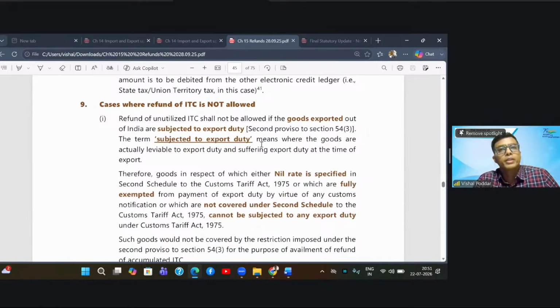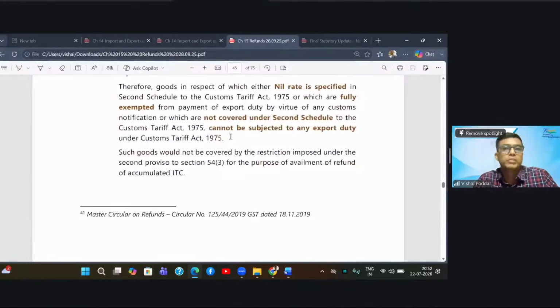Cases where refund of ITC is not allowed. So there are certain cases where your ITC refund will be blocked, and that case is where your goods are subjected to export duty. Now, what is the meaning of goods subjected to export duty? It means there is some export duty applicable on your goods and you are paying that export duty. So whenever you are paying export duty, then those goods will not be entitled to get refund of ITC accumulation.